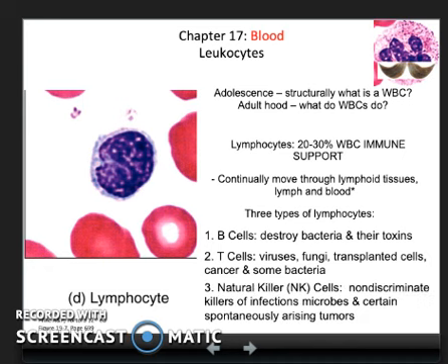All right, and then the last one with the cool name, these are natural killer cells. These are non-discriminate killers of infection, microbes, and certain spontaneously arising tumors. Thank goodness. Get rid of those guys.